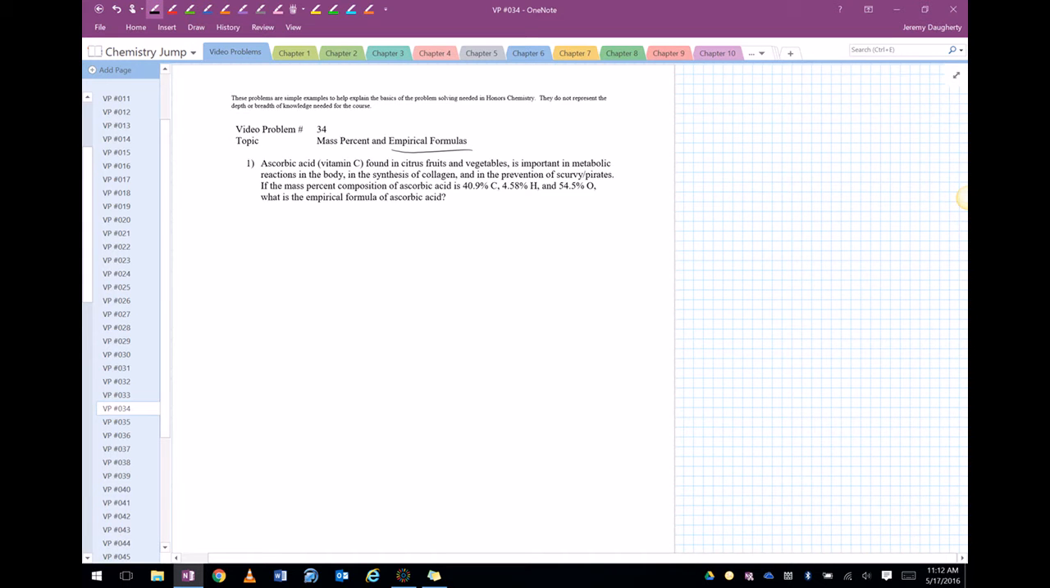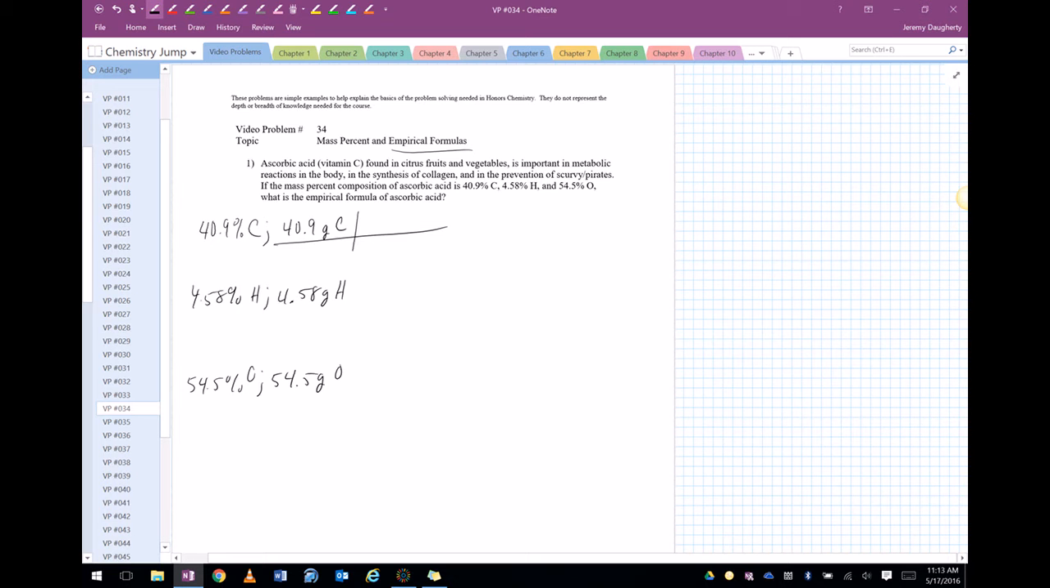If the mass percent composition of ascorbic acid is 40.9% carbon, 4.58% hydrogen, and 54.5% oxygen, what is the empirical formula of ascorbic acid? So we're going to do this the exact same way we did the other problem. So we have 40.9% carbon, 4.58% hydrogen, and 54.5% oxygen. So first we're going to assume that we have 100 grams. So that gives me 40.9 grams of carbon, 4.58 grams of hydrogen, and 54.5 grams of oxygen.